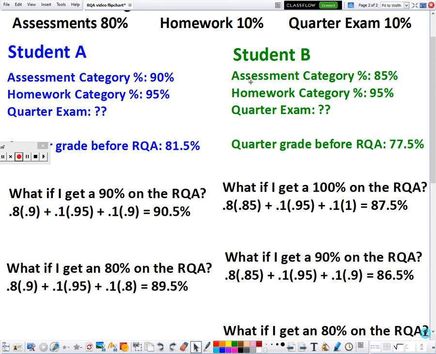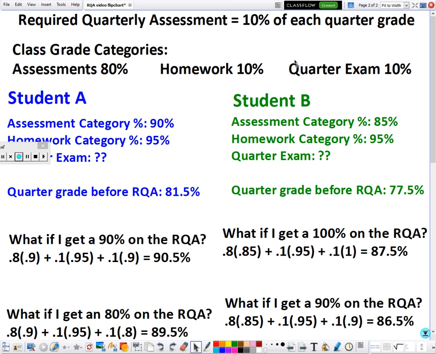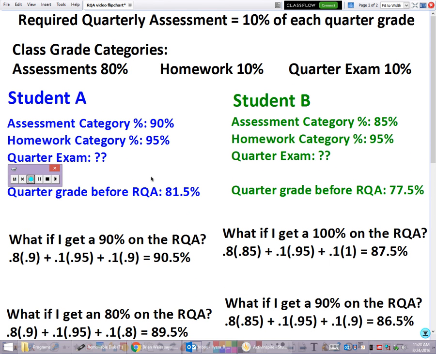So again, because this assessment category is 80% of the quarter grade, that's really where the bulk of your quarter grade is coming from. The assessment category percent going into your quarter exam really makes a difference. So please keep that in mind as you work through each quarter to do your best on every assessment that your teacher gives. If you have any questions about how to do these calculations, if you want to play the what if game with your teacher and use your specific numbers, please see your teacher at lunch and they would be happy to do that for you.